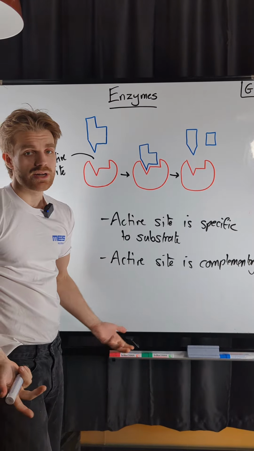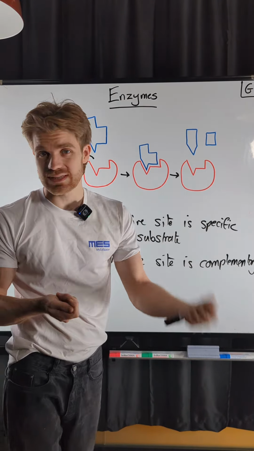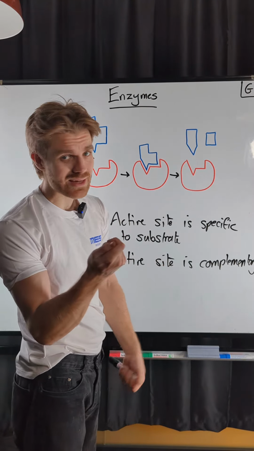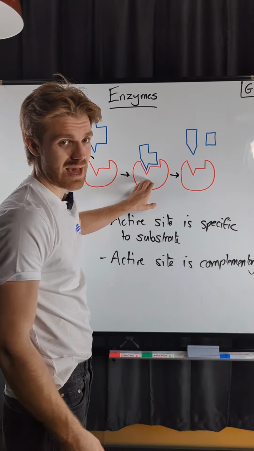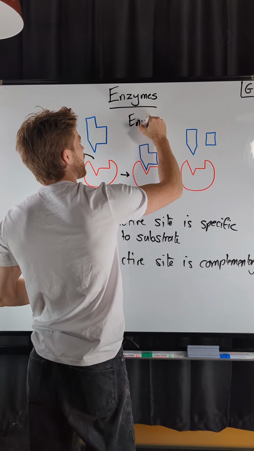It's a little bit like a lock and a key. A key is complementary to the shape of the lock, and the key is specific to that lock as well. The lock is only going to be opened by that key, and that key is only going to open that lock. The substrate then binds to the enzyme, and this forms what we call an enzyme substrate complex.